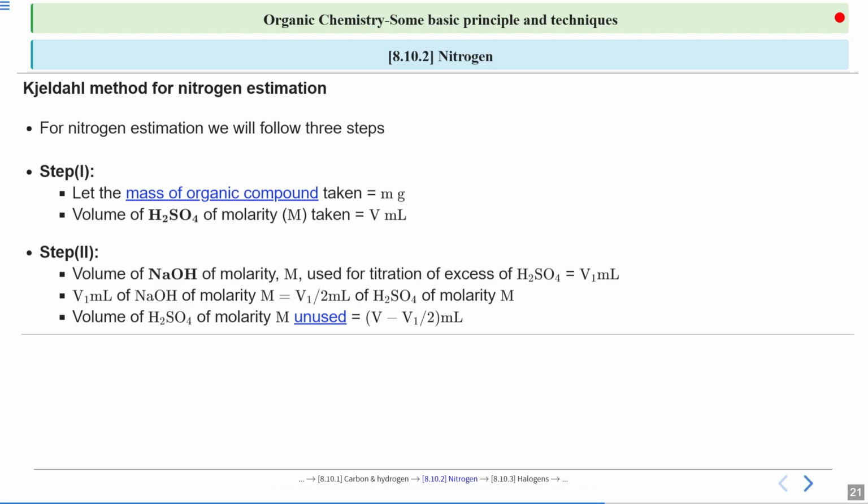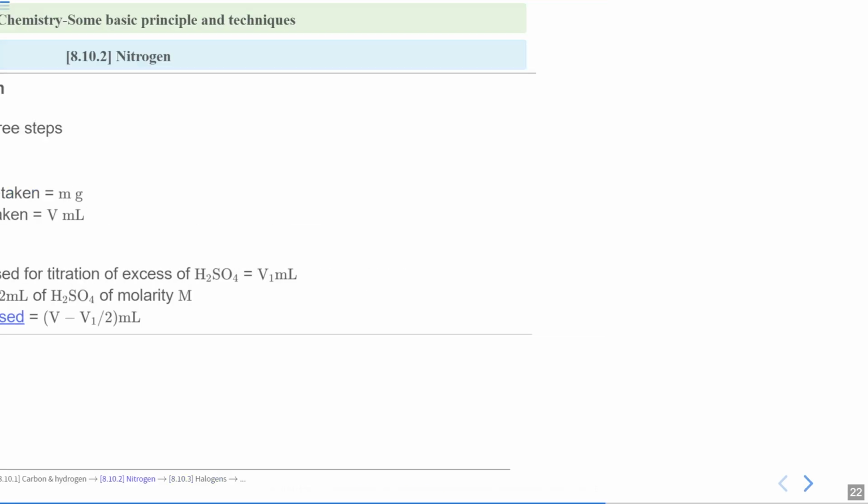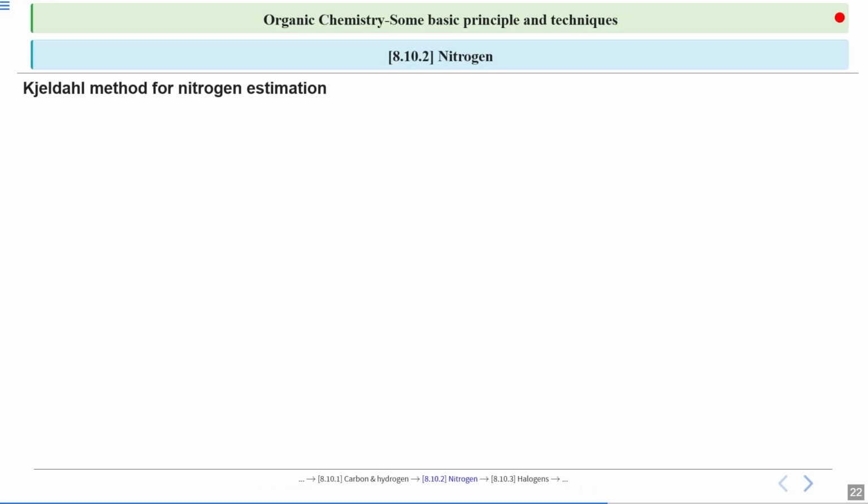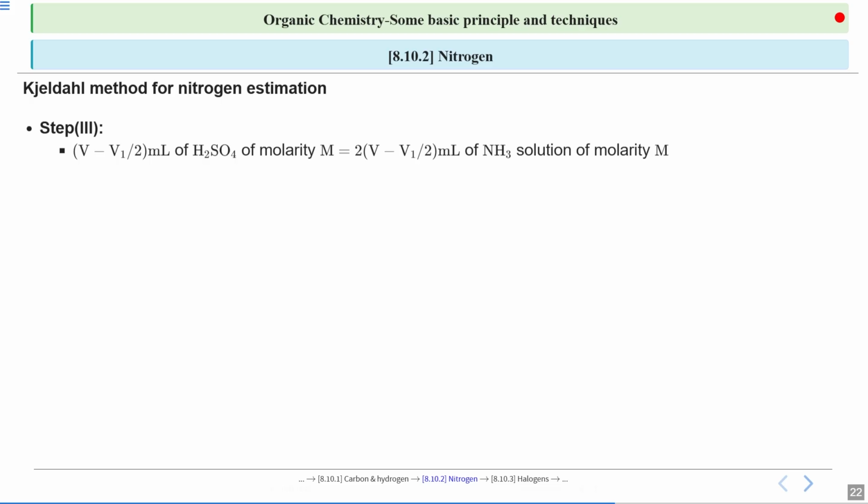Okay, I hope you got these steps of step number 2. Then moving on to step number 3. So V minus V1 by 2 milliliter of H2SO4 of molarity M is equal to 2 into (V minus V1 by 2) milliliter of NH3 solution of molarity M.